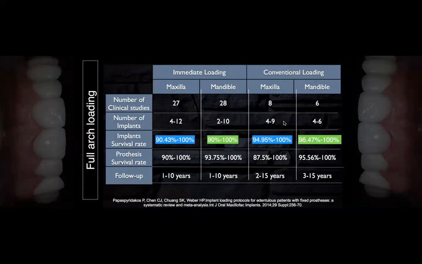Take a look at a full arch loading. You got the immediate, you get the conventional, okay? Maxilla, mandible, maxilla, mandible. Now we're breaking it up into 2 sections, 2 areas of the patients. And then you look at the implant survival rate. Now, immediate loading is on the first 2 columns, and the conventional loading is on the second columns. Again, I color-coded those numbers so you could compare the blue with blue and the green with green. Again, very, very similar together, okay?